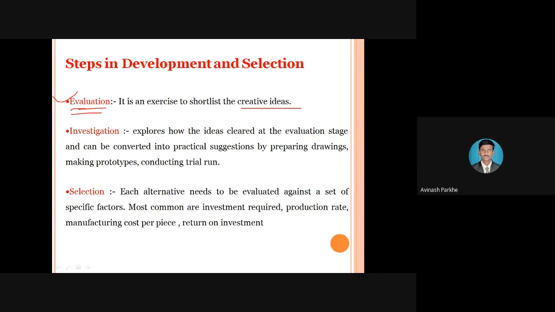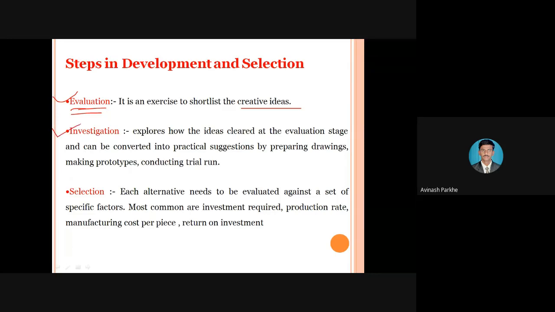Evaluation means whatever number of ideas are available with you, from those ideas we have to select the best ideas which we have to implement for the further process, and that selection of the ideas is called the first step, which is called evaluation.